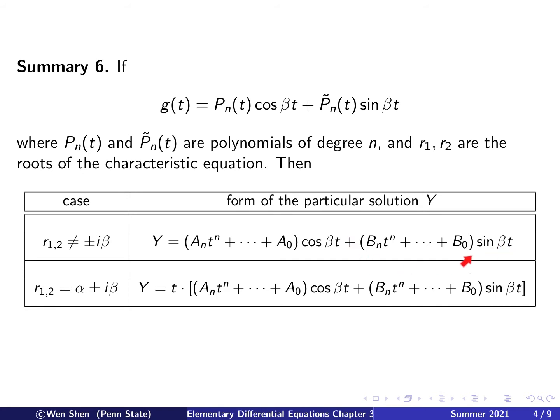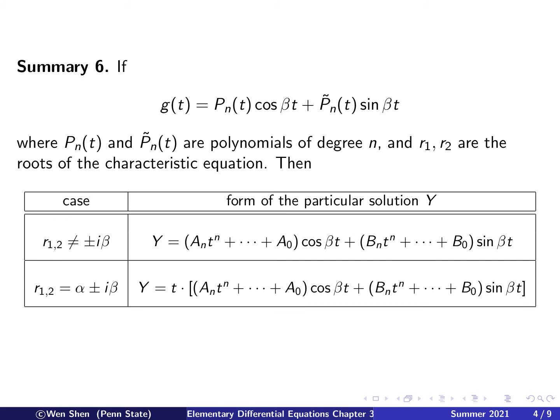So this is a different polynomial. We denote the coefficients with bn, bn minus 1, all the way to b1 and b0. So there will be n plus 1 coefficients in A and n plus 1 in B, so totally 2n plus 2 coefficients to be determined. So that's the case where the form just works.